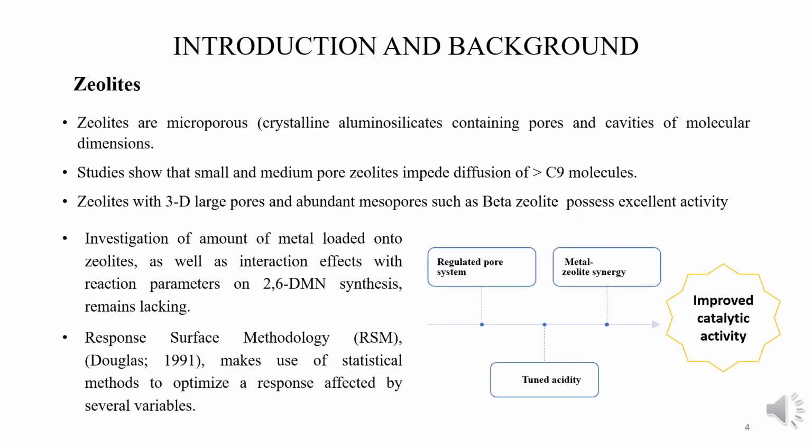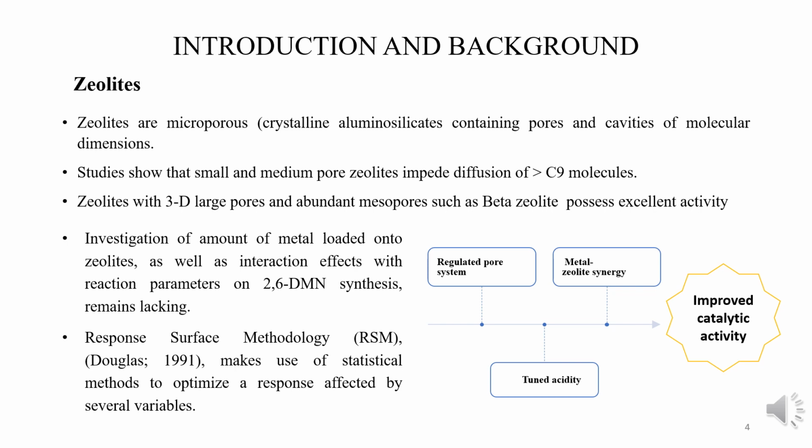Now, let's look at the significance of zeolite in our research. Zeolites are widely known crystalline aluminosilicates with molecular size pores and acidity, which makes them exceptional solid catalysts. Several studies have shown that small and medium pore zeolites, while highly selective, restrict the diffusion of larger molecules. Our focus in this research, however, lies on the use of beta zeolite, which features 3D larger pores and abundant mesopores, which are known for their excellent catalytic activity. Our research also aims to investigate metal loading on zeolite and its interaction with reaction parameters in 2,6-dimethyl naphthalene synthesis.